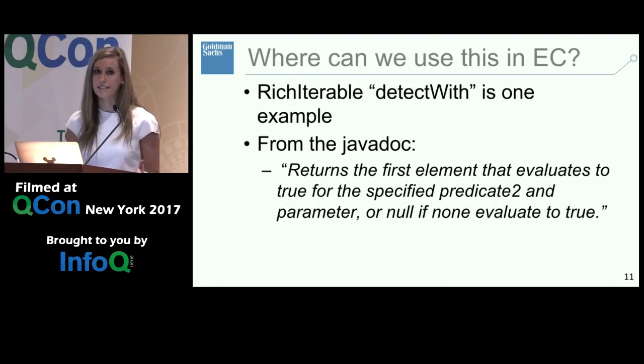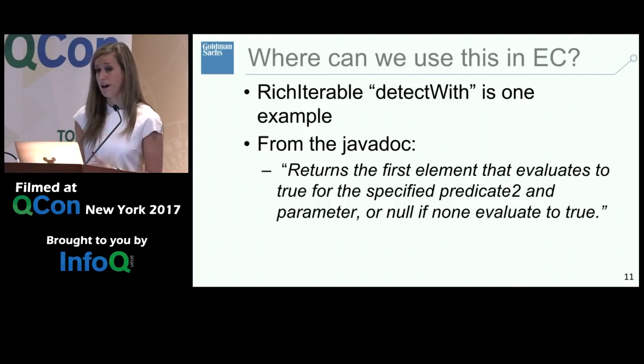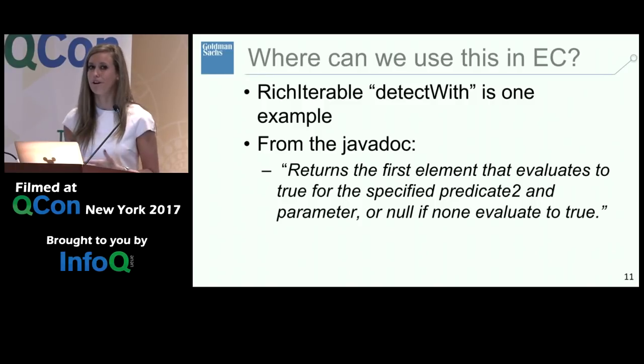Now, where can we use this in Eclipse Collections? So RichIterable's detectWith is one example. RichIterable is one of our highest sitting interfaces, and we have a lot of API on it that our collections inherit from. So detectWith, you can read the Javadoc, but it's essentially a way to iterate through a list, and you're saying, find me the first object in this list that satisfies a certain predicate. So it will return to you the object if it finds one, but if it doesn't, it will return null. So this is a great case for us where we can start incorporating Optional into our framework so that you don't have to deal with getting back null values.